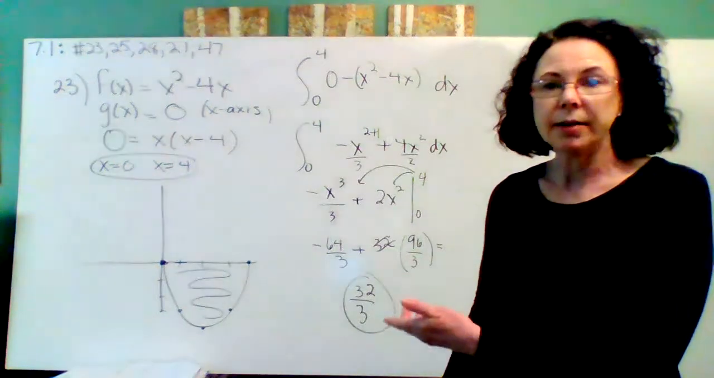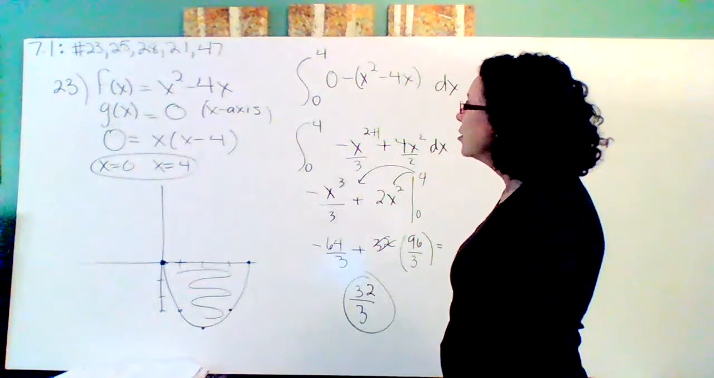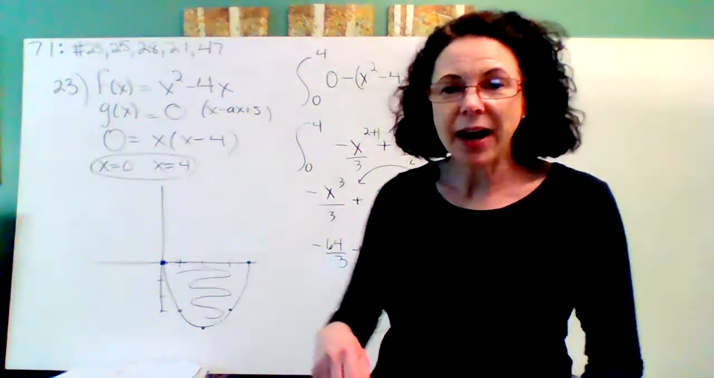And of course, we get a positive area out whenever we do upper minus lower. Okay, next we're going to try number 25.